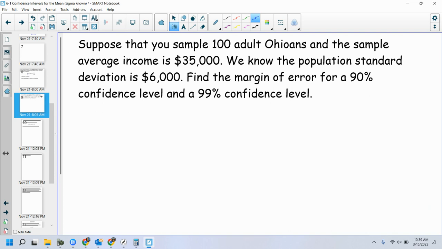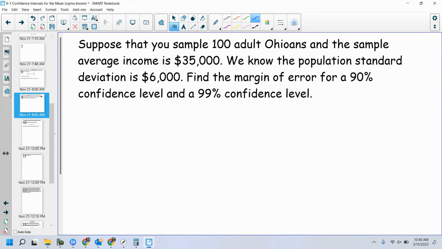Suppose that you sample 100 adult Ohioans, and the sample average income is $35,000. We know that the population standard deviation is 6,000. See, this is we know sigma, right? Tomorrow we will not know sigma, but today we do. Find the margin of error for a 90% confidence level, and then again for a 99% confidence level.